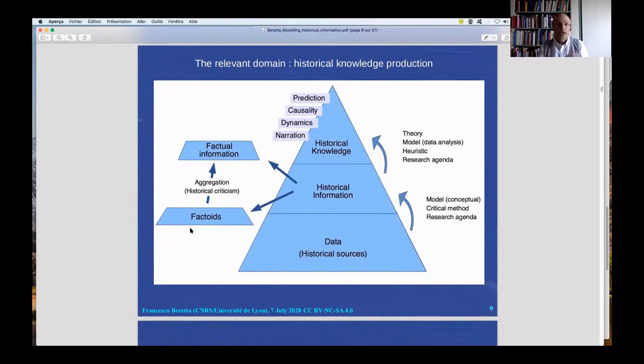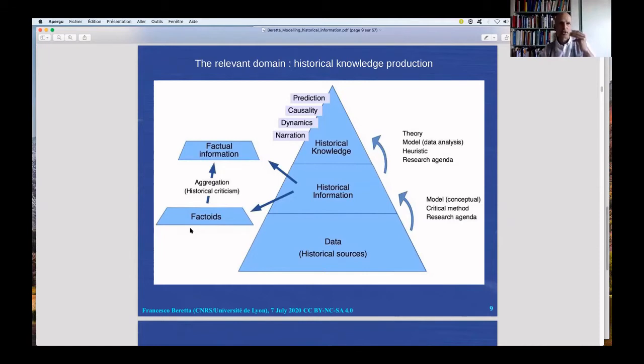And you have some narration in the classical way. You have dynamics. You can see dynamics in history and then verify if it's there or if it's just in the statistical model, and so on, causality. So there are these levels, and it's very important to distinguish them, because when you speak about conceptual modeling, the question is, what are you modeling now? What are you modeling? Are you modeling the first step, the second one, the middle? Today, I'm speaking about modeling factual information.